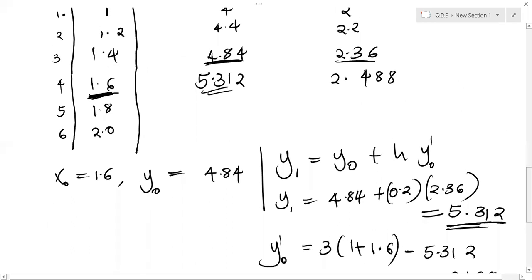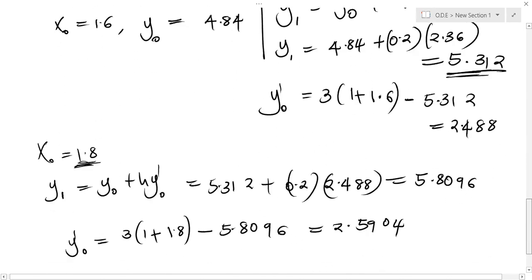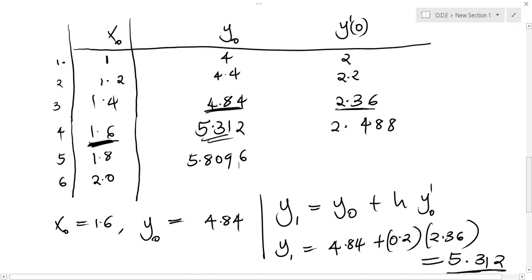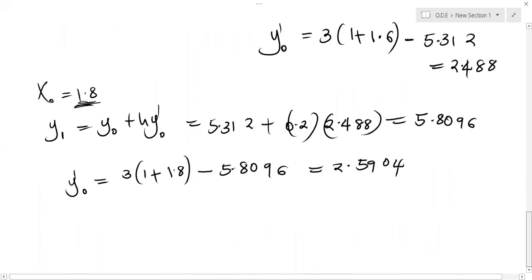So filling this table, at 1.8 we're going to have 5.8096, and this other value is 2.5904. Get for me this value, guys. What is this going to be if you use 2? For the sake of time, let me just get it.